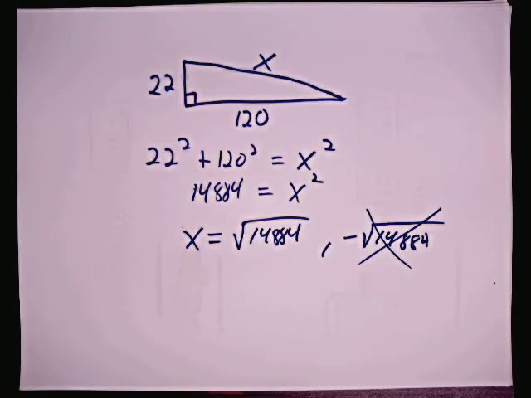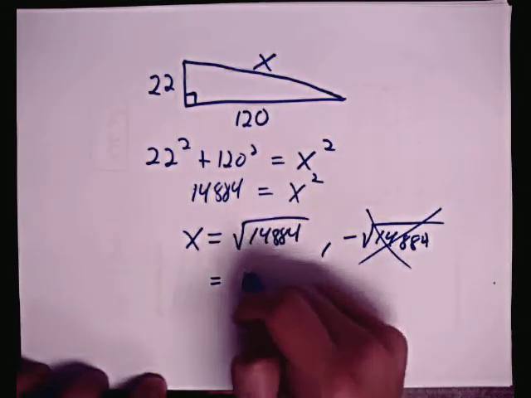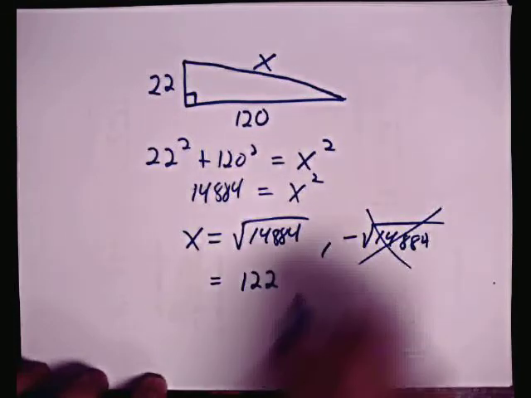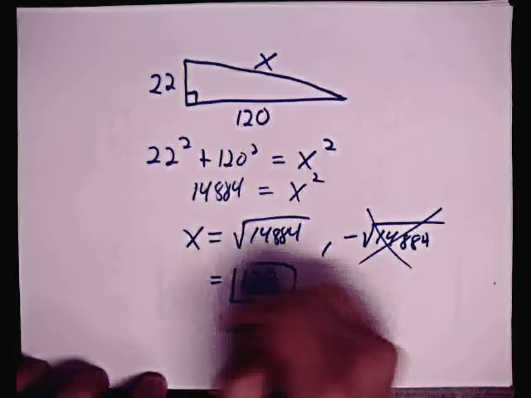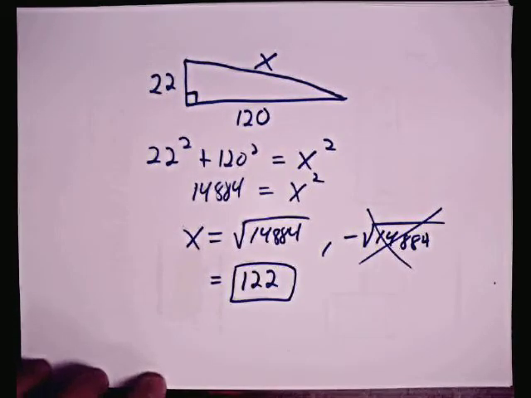And application problems usually ask you to round, so let's go ahead and take the square root. If it's a decimal, we'll round. If it's exact, then we'll just leave it as exact, of course. So the square root of 14,884, we get 122 exactly. So 122 inches will be the length of the ramp.